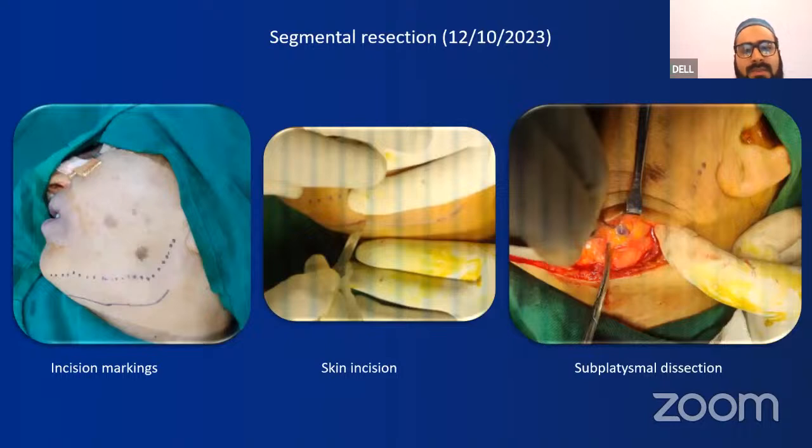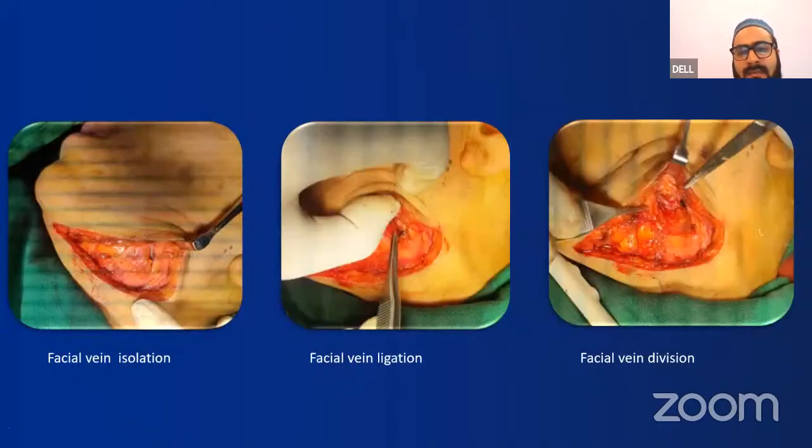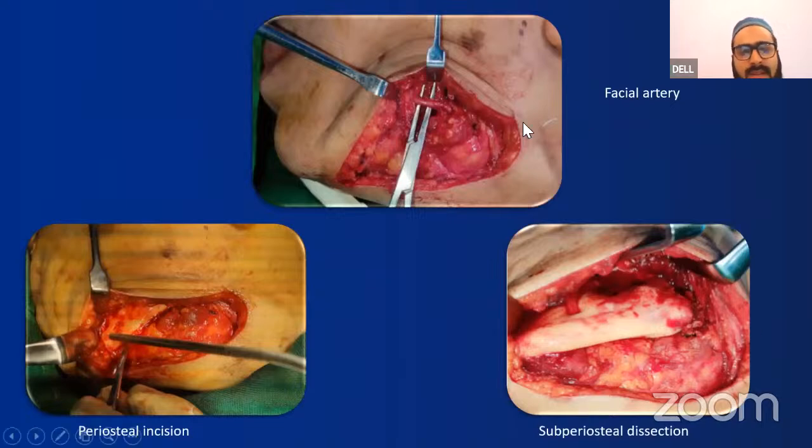Now these were the steps of the surgery, which was undertaken 1 month later. These are the markings about 2 centimeters below the inferior border. Skin, subcutaneous tissue, and platysma were incised. Within the deep fascia, we can see the facial vein, which along with the facial artery was ligated and divided. This is the facial artery.